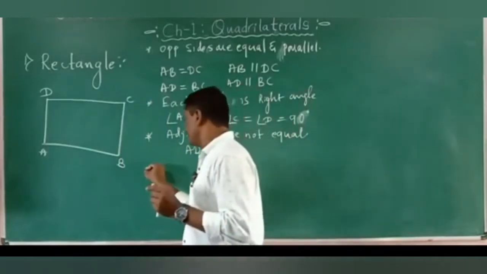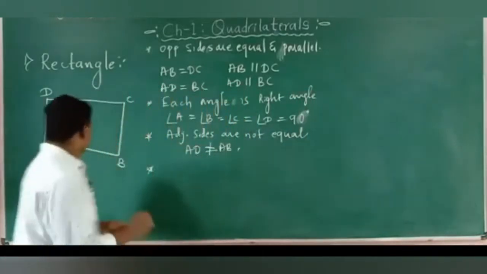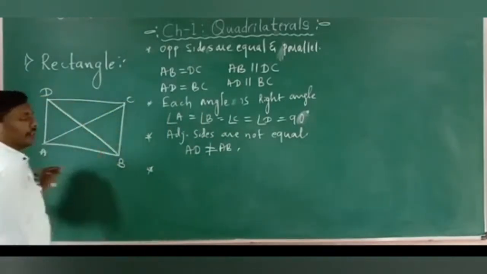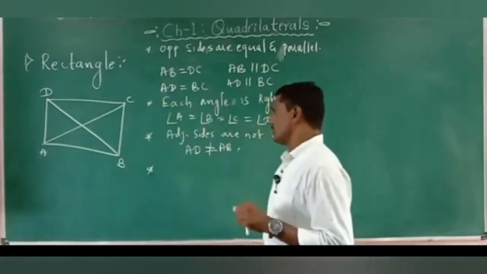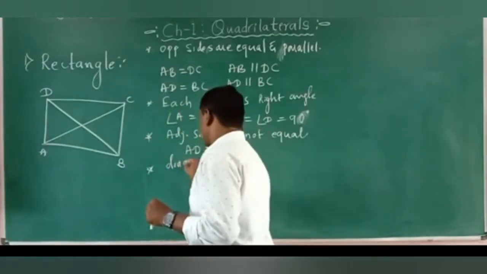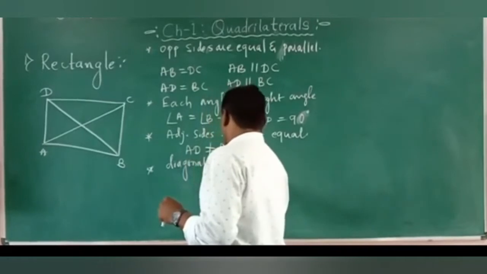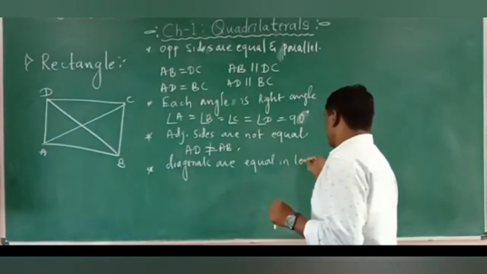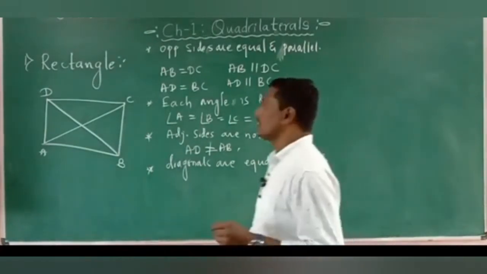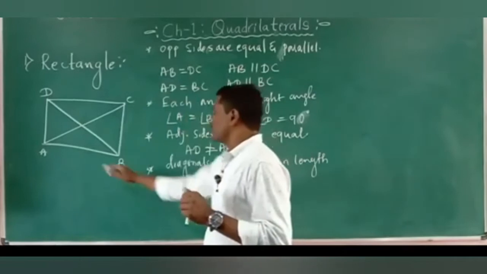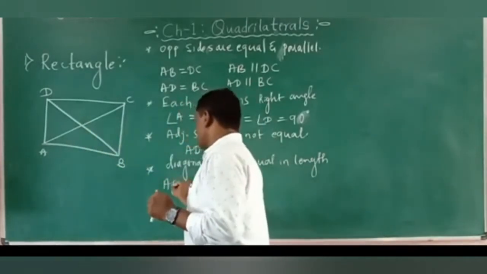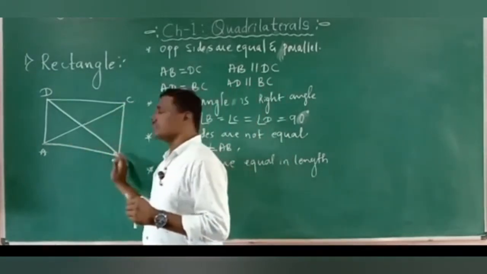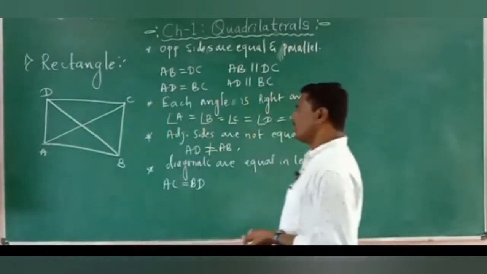Next one. When I draw the diagonals in the rectangle, the diagonals are equal in length. So the lengths of the diagonals are equal in the rectangle. So what are the two diagonals here? AC is equal to BD. First diagonal AC is equal to the second diagonal BD.